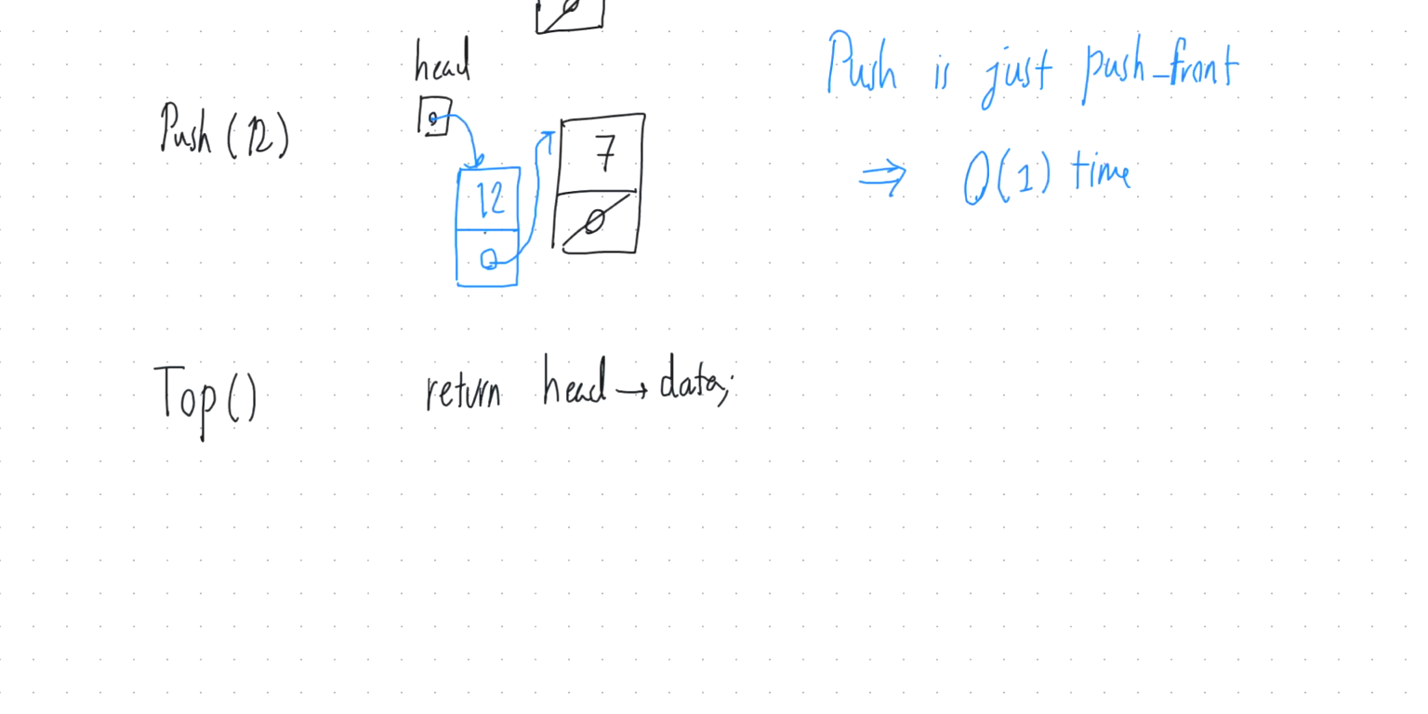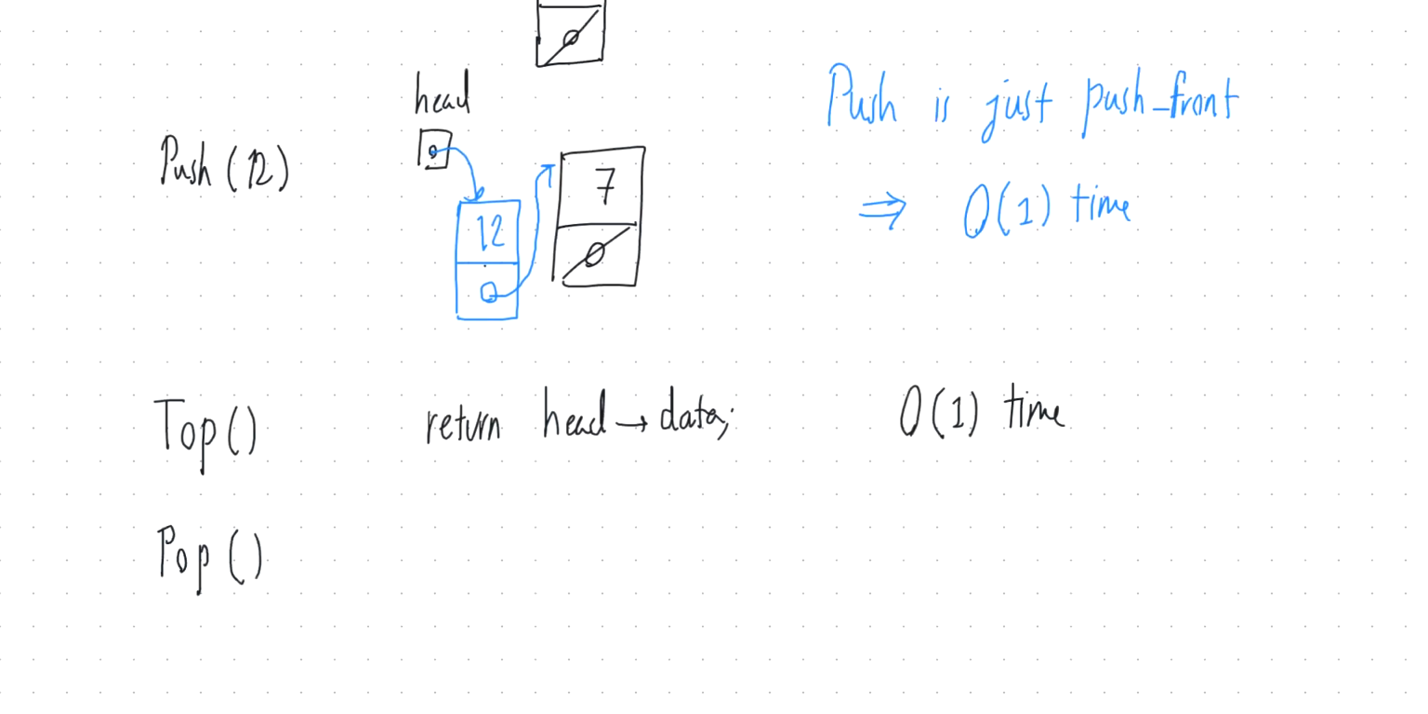So again, you will see that the time that it takes to do all of this is independent from how many nodes you have in the linked list, because you only look at head and head arrow data. So this is also constant time. Okay, so far everything looks good. Now the next operation that I need to talk about is pop. How do we pop from a stack that is implemented using a linked list?